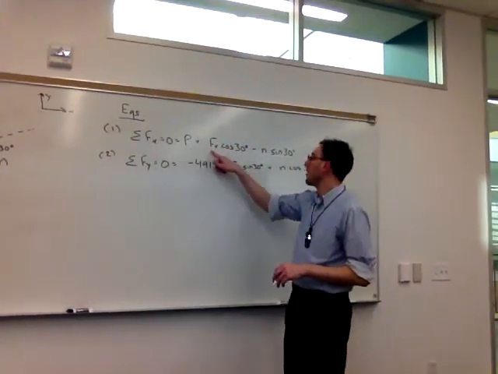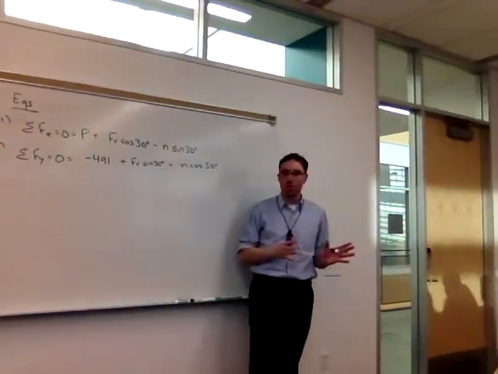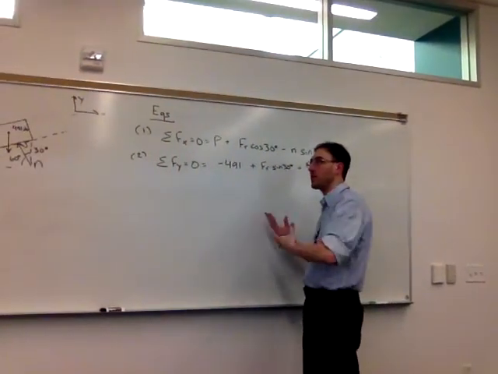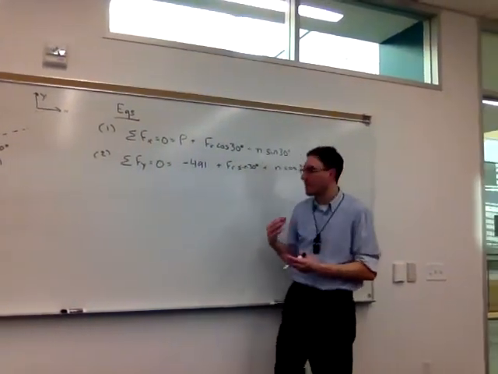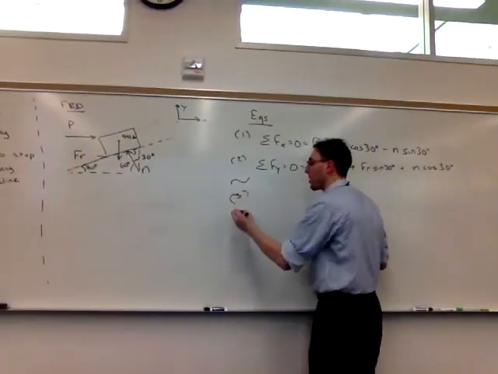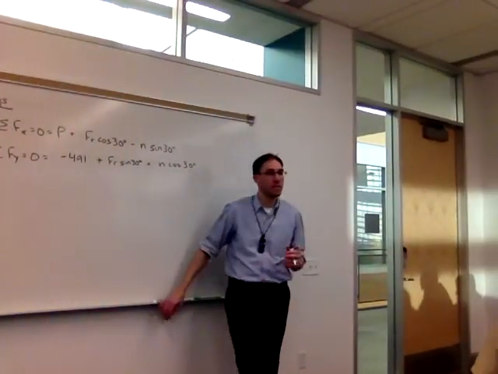So I don't know P, I don't know Fr, I don't know n. Three unknowns, two equations. Again, I can only get two equilibrium equations out of my picture. There's not another object to draw, so it's not a frames and machines type of thing. So I need at least one more equation to be able to solve for my unknowns. So where do I get an additional equation from for this?